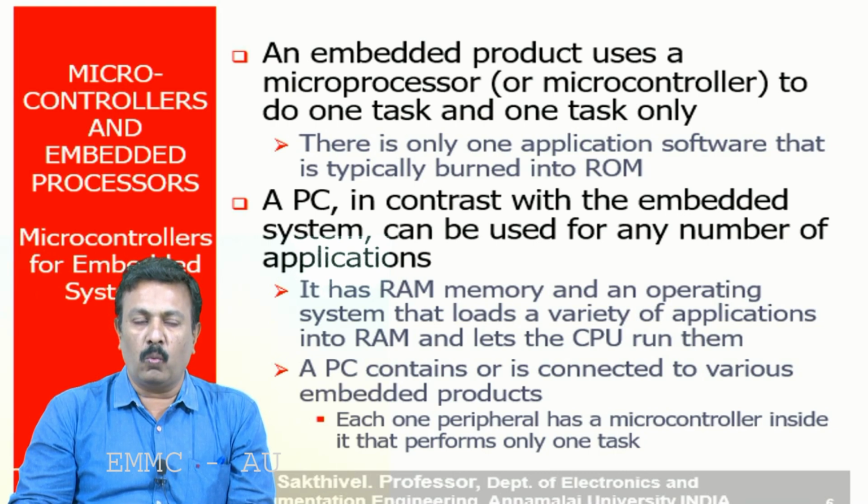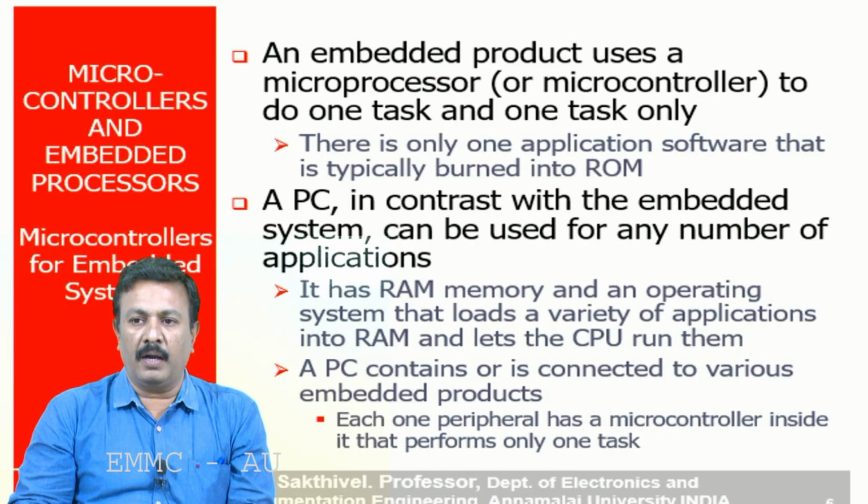There is only one application software, typically burned in the ROM. If you take general purpose processors, there are n number of apps available. But in the case of an embedded system, there is only one application program, which is permanently burned in the ROM. So in a PC, what happens? There are a number of applications available. It has RAM memory and an operating system in your personal computer or laptop. That OS loads a variety of applications into the RAM and lets the CPU run them.